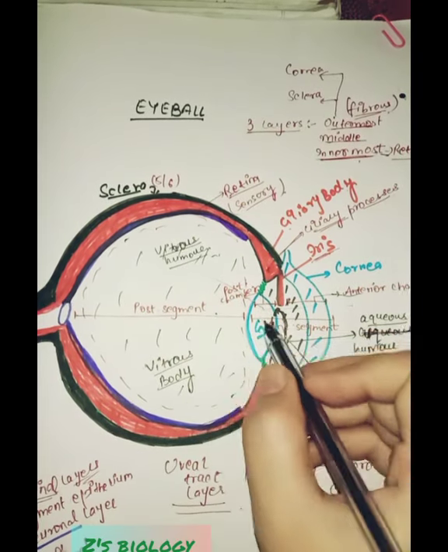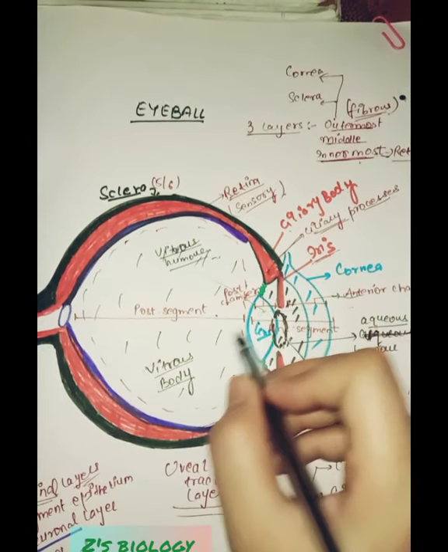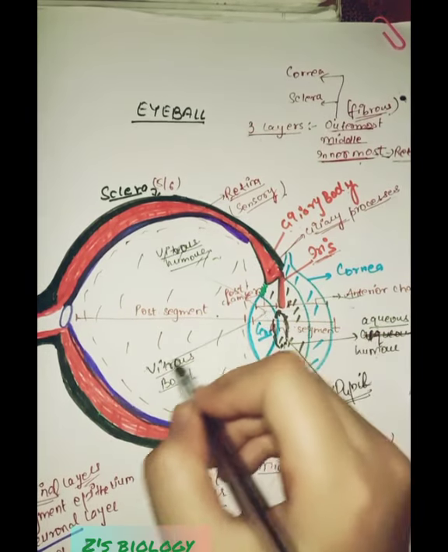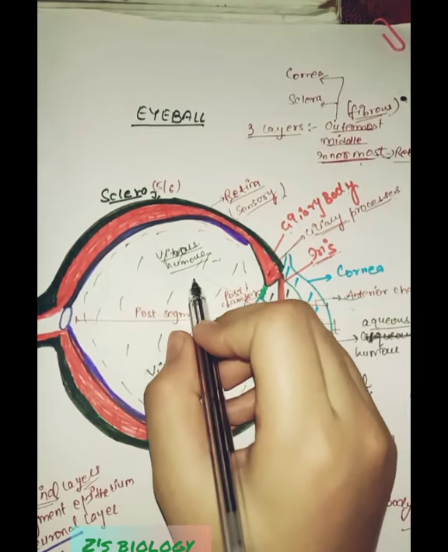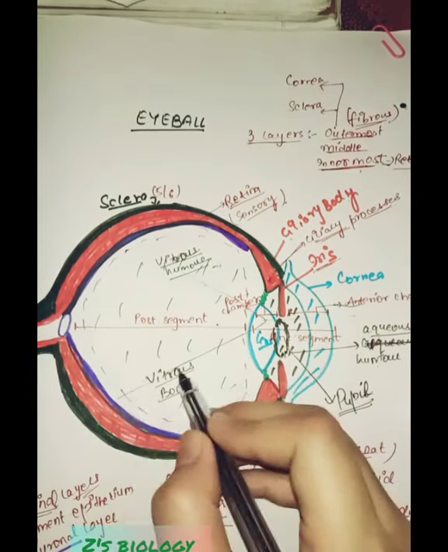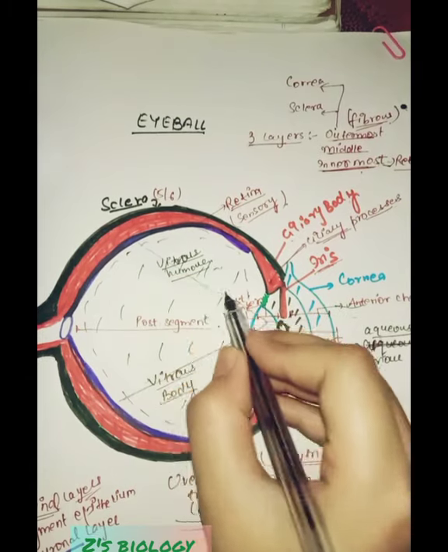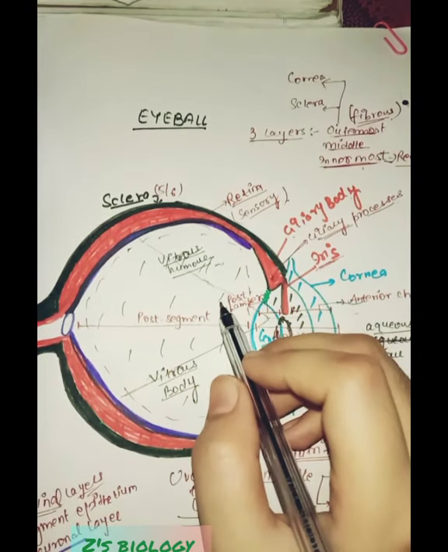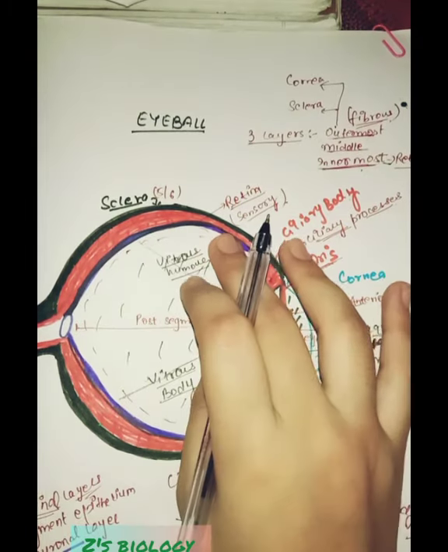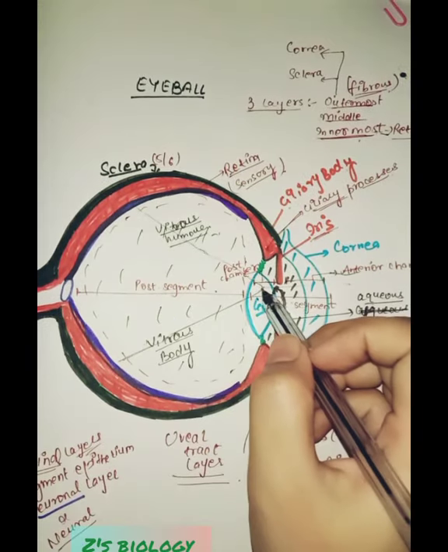It's the lens. You must have learned in physics that the lens refracts the light rays passing through it. So it is actually refracting the light rays towards the retina, and it tries to focus all the light rays on the retina, on the neural layer of the retina, which contains the photosensitive cells, the photoreceptors, the rods and cones.